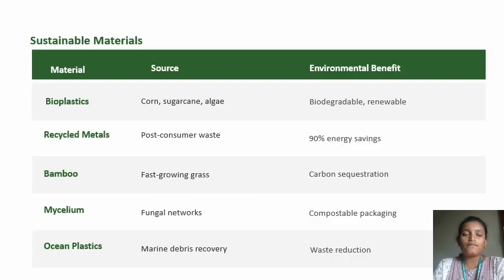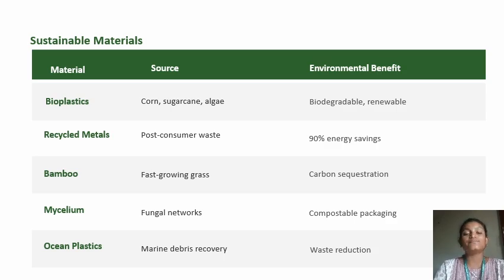Let's see which types of materials are used in sustainable product manufacturing. There are five major materials used in sustainable product manufacturing. First one is bioplastics. Bioplastics are majorly sourced from corn, sugar cane, algae waste. This bioplastic is majorly used in biodegradable products and renewable energy sources.